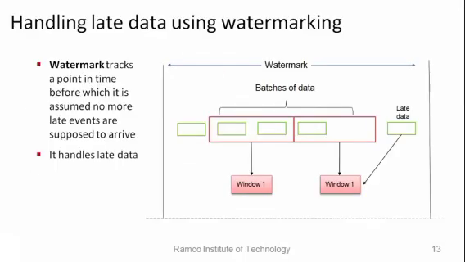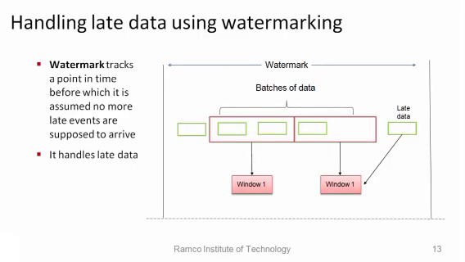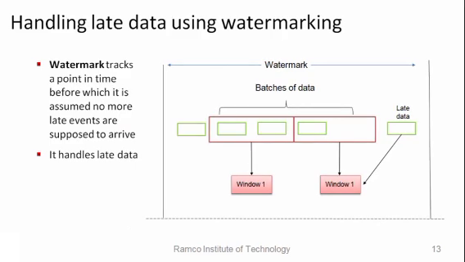And then late data: with the help of watermarking, we can handle the late data. A watermark tracks a point in time before which it is assumed no more late events are supposed to arrive. It handles the late data. When working with multiple structured streaming inputs, you can set multiple watermarks to control tolerance thresholds for late arriving data. Configuring watermarks allows you to control state information and impacts latency.